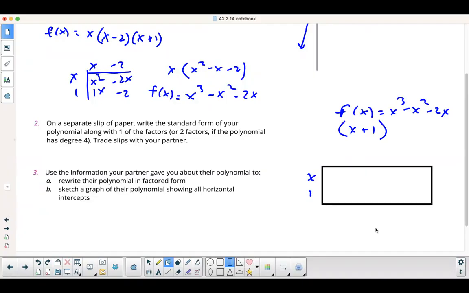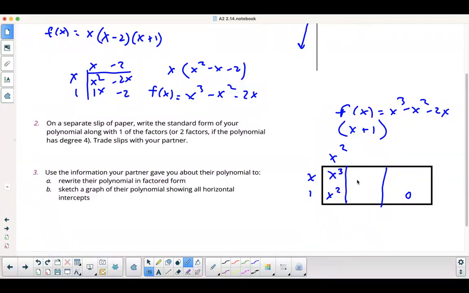I'll make a little bit neater box this time. So since it's cubed, I'm going to need three columns. So this is x cubed. And this is 0 here, really, because I don't have a constant. So that's going to be times x squared.